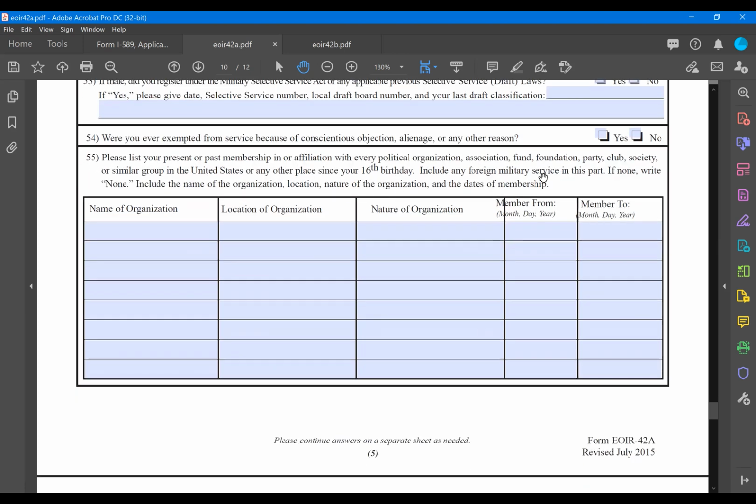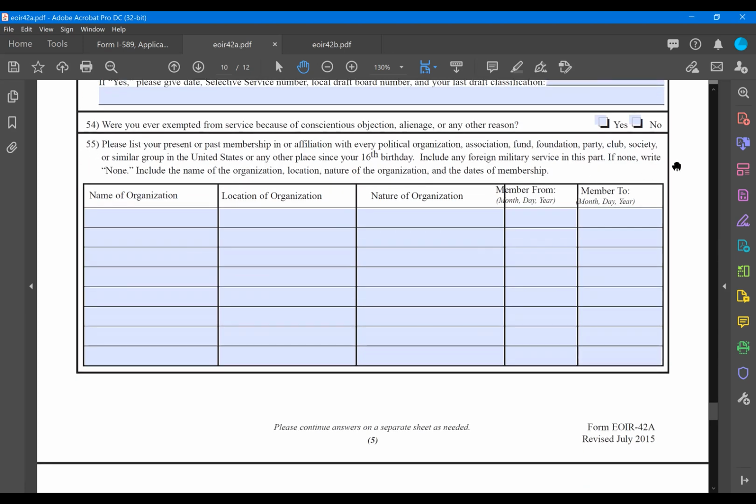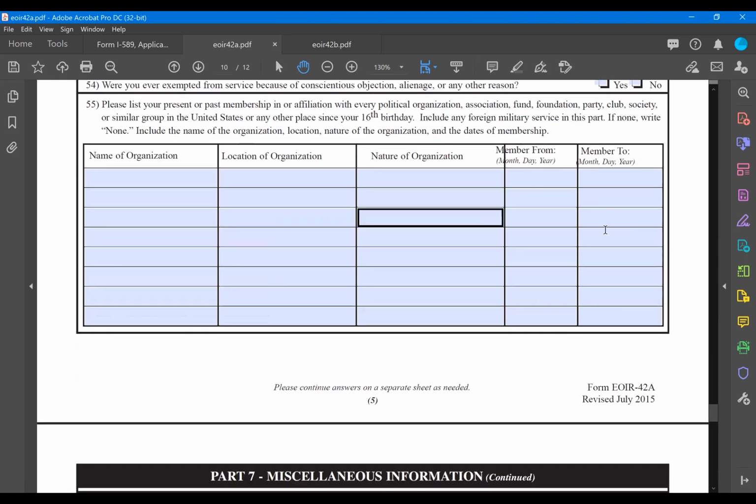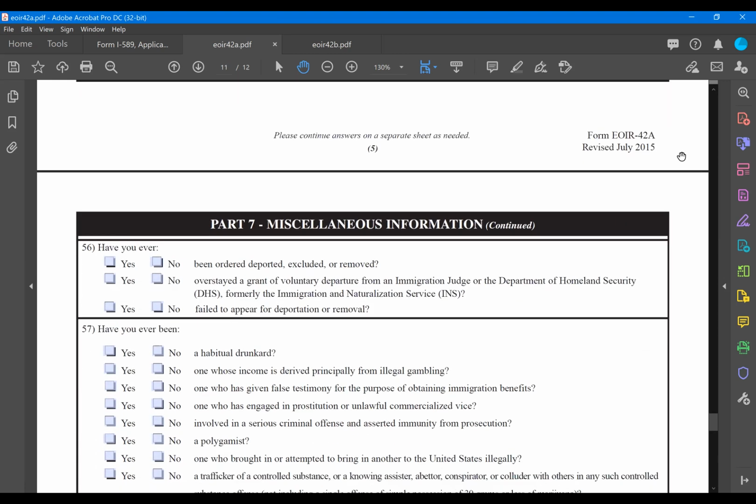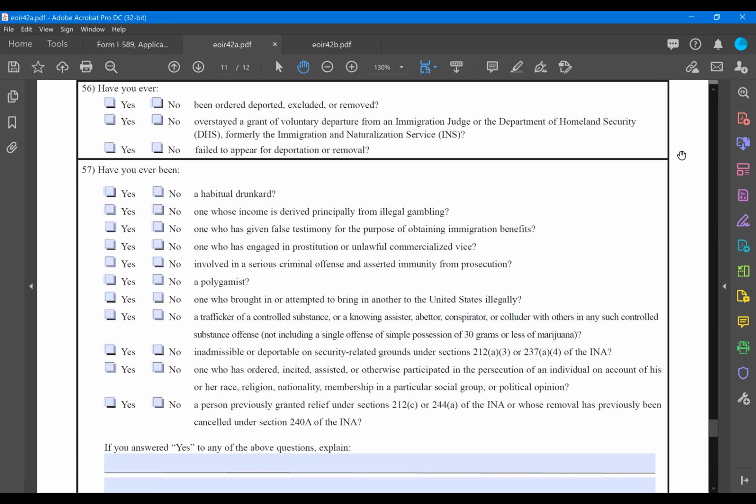Okay, question 55. Again, this question about whether the person has ever been a member of any kind of group or association or organization or foundation. Most people haven't, but go ahead and ask. And then these are questions about immigration history.